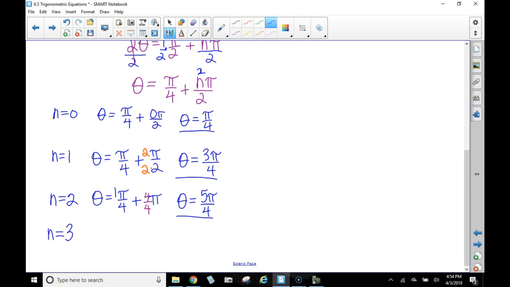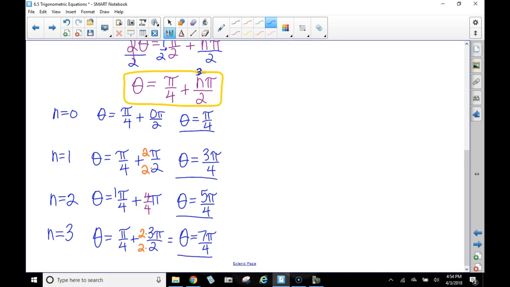When n is equal to 3, our formula above gives us pi over 4 plus 3 pi over 2. Then again, we've got to get a common denominator, so build this fraction up. We'll have pi over 4 plus 6 pi over 4, which will give us 7 pi over 4. Keep going.